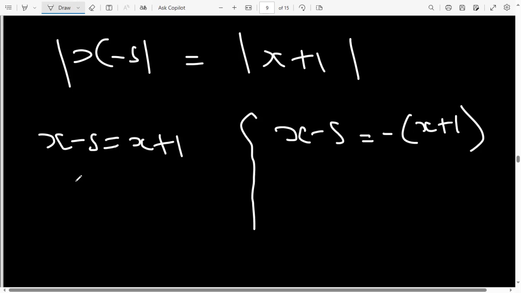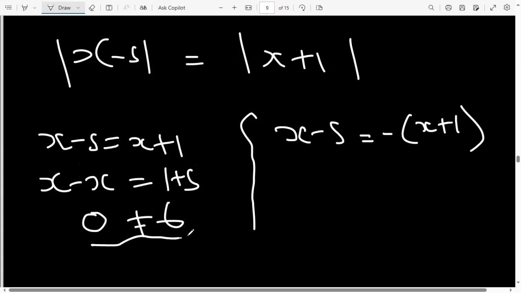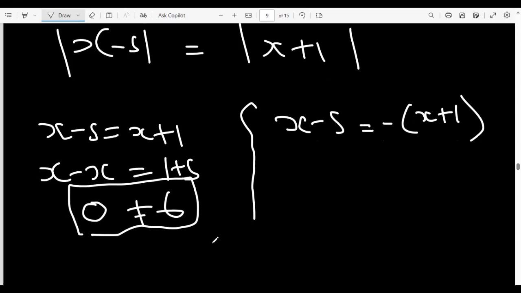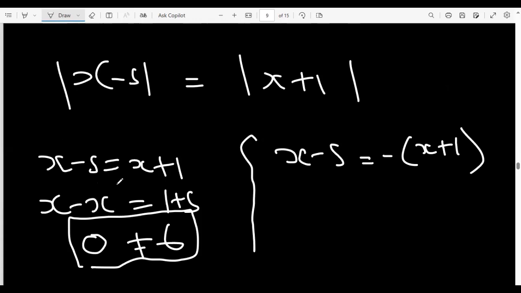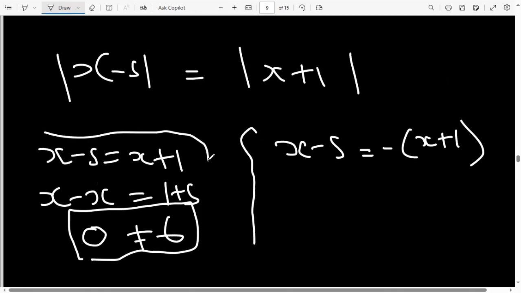So we are going to remain with x. It will be x minus x is equal to 1 plus 5. And this will be 0 is equal to 6. But 0 is not equal to 6. So it means from this one there, we do not get any answer. Okay, so as I was saying, from this first equation here, we do not get any answer. But from the second one, we're going to get an answer.